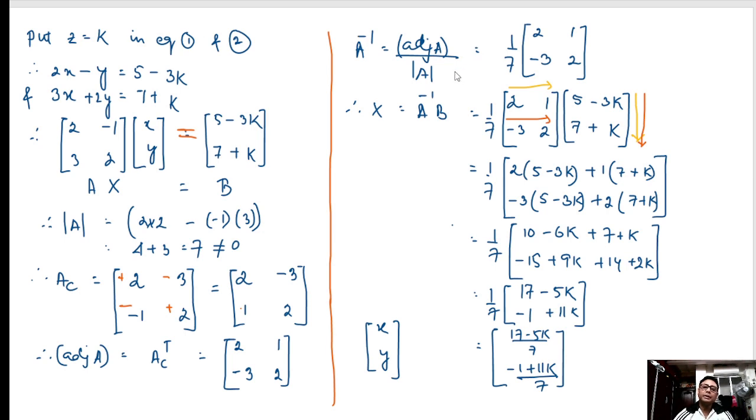Now find the A inverse. It is adjoint of A by mod A, so this is the adjoint of A, and mod A is 7. So now find X, which is A inverse of B. So this is the A inverse matrix and into B. So how will I do the calculations? So I will do 2 into 5 minus 3k plus 1 into 7 plus k here.